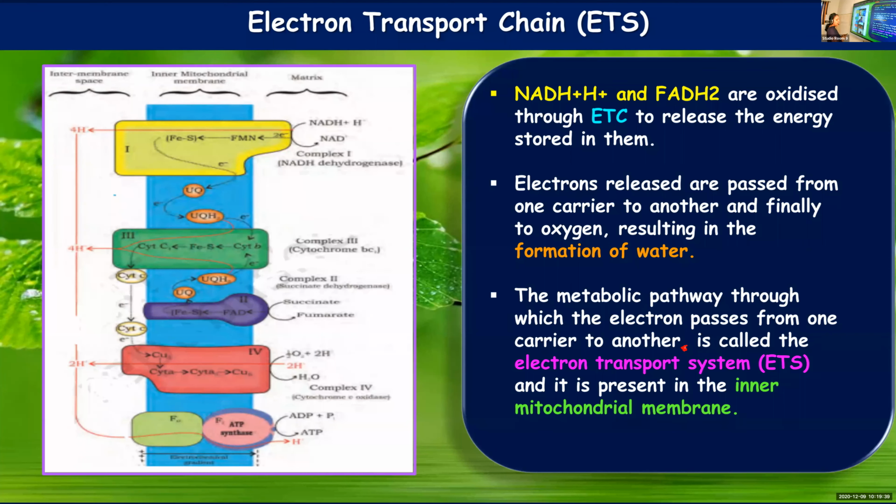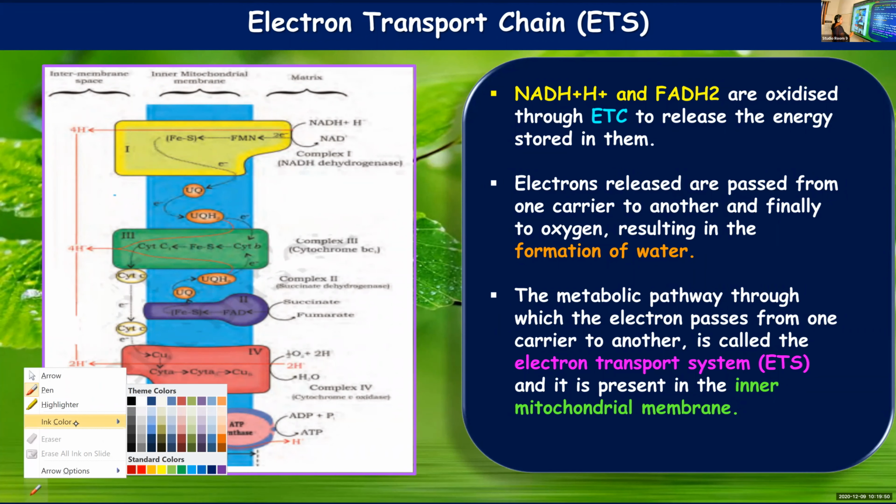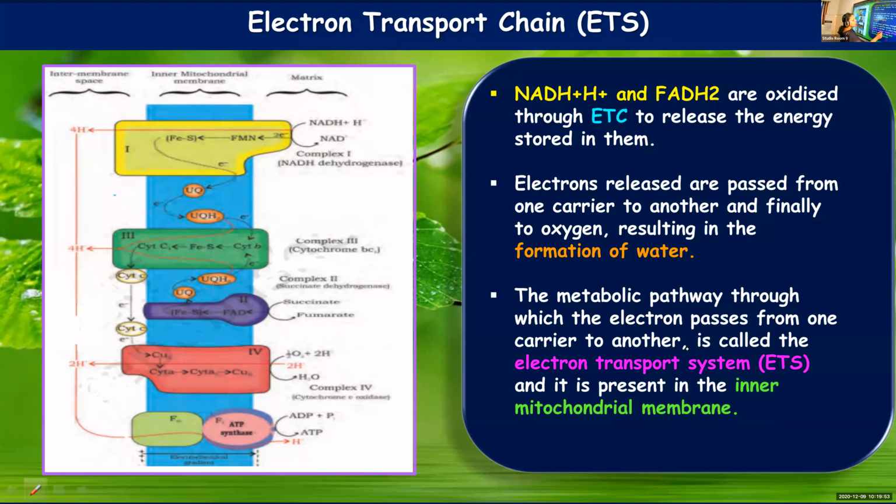So what do you mean by electron transport system? The metabolic pathway through which the electron passes from one carrier to another is known as the electron transport system. Where is it located? In the inner mitochondrial membrane.